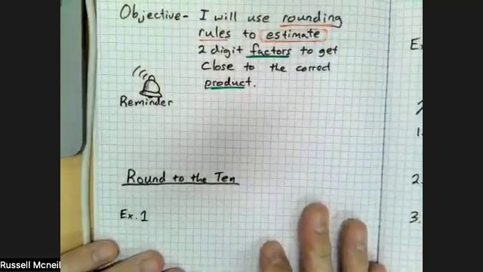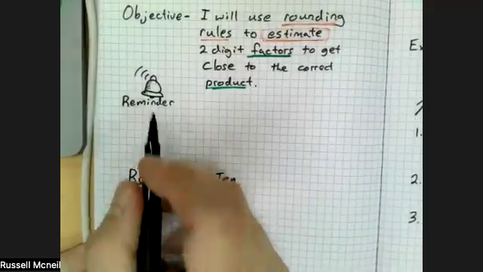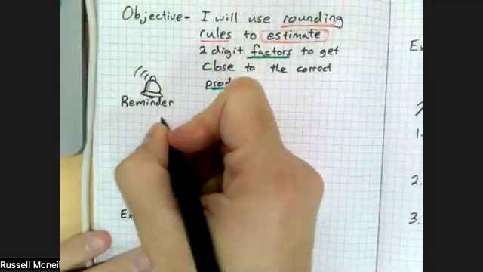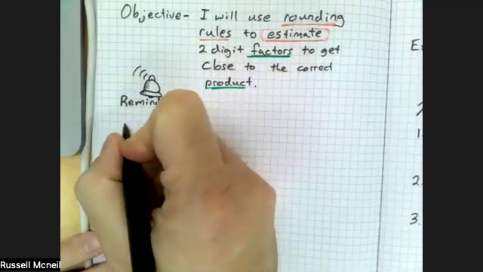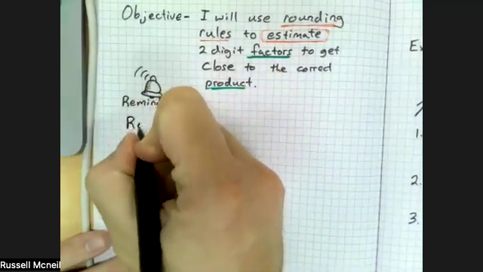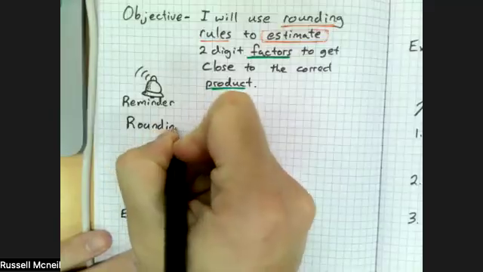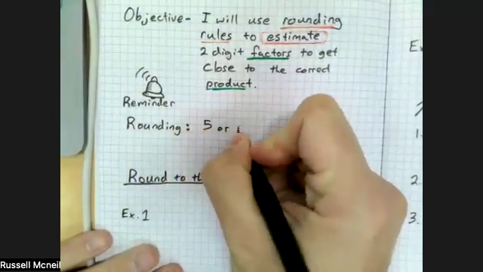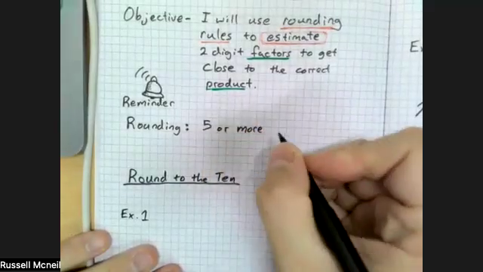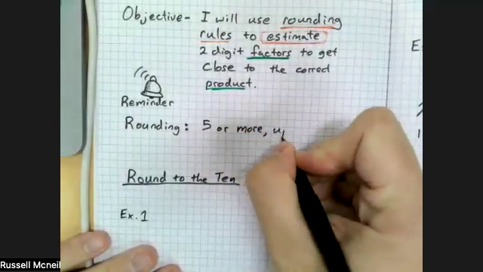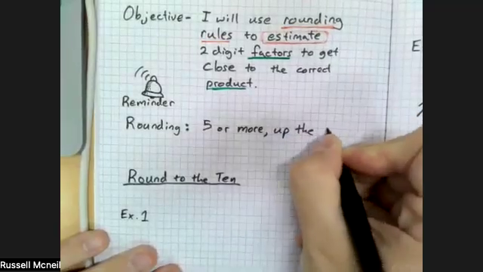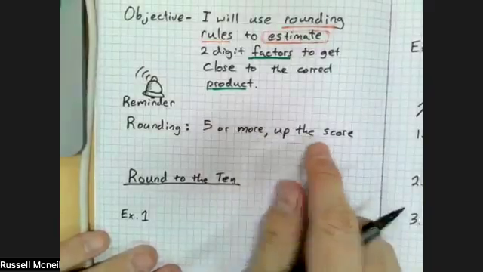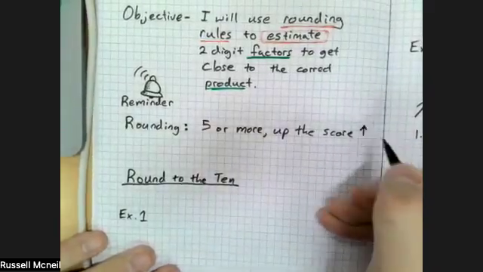Now, before we get into some examples, I have a quick reminder for you. Hopefully that looks like a bell notification. When we are rounding, let's move it over here. Remember, 5 or more, up the score. That means we're rounding up.